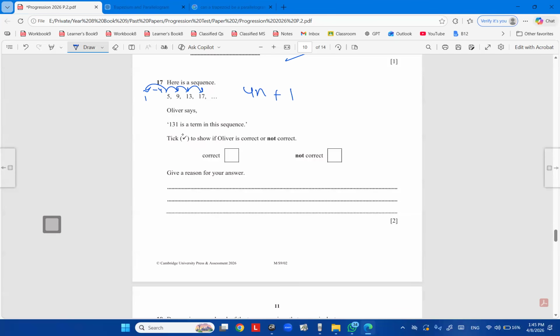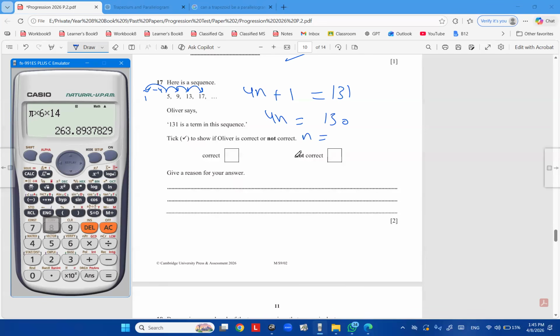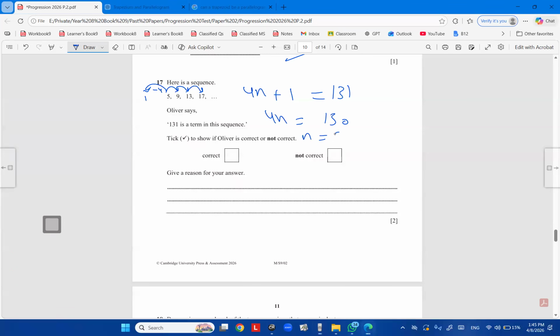They are requesting for me to find if 131 is a term of the sequence or not. So I'm going to write equals 131. So 4n equals 130. So n equals, you're going to find that it has a decimal in it. Once you do 130 divided by 4 equals 32.5. Since it is a decimal, so not correct.